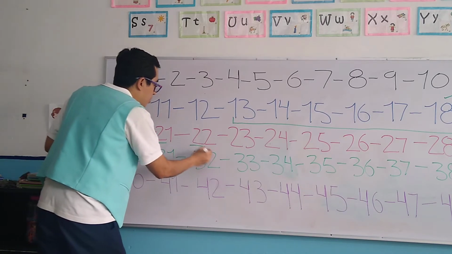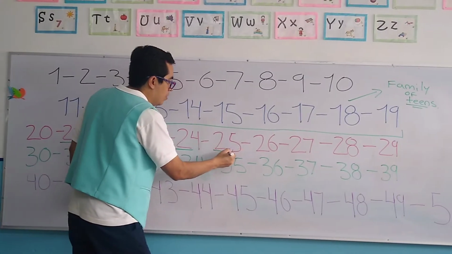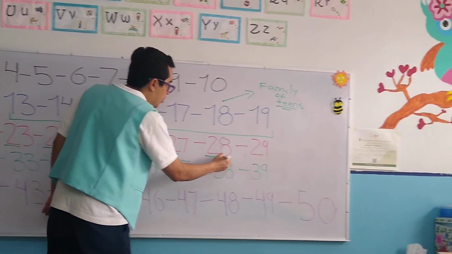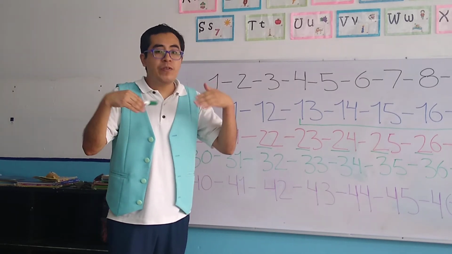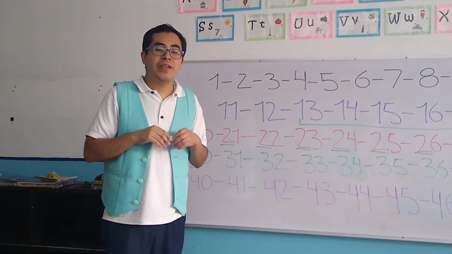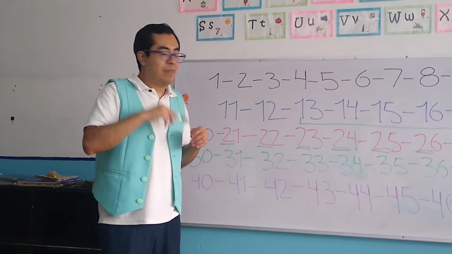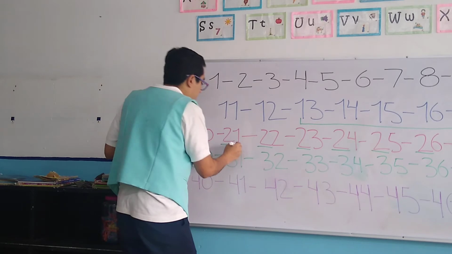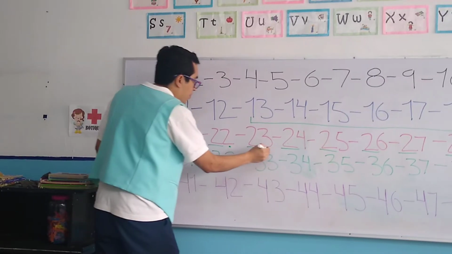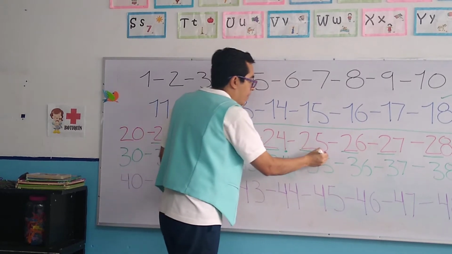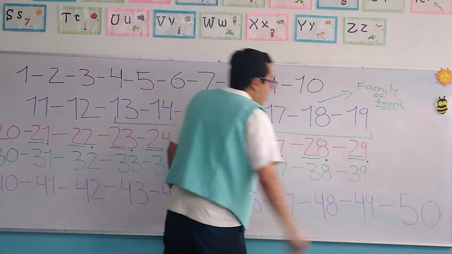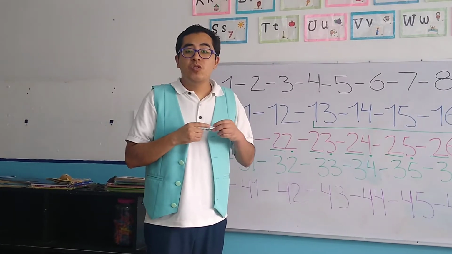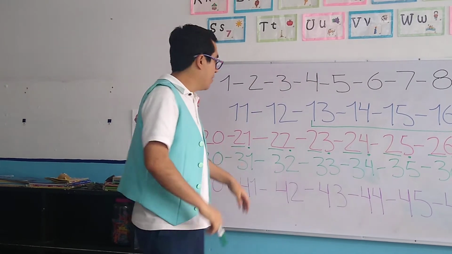Vamos a ver. Tenemos un 2, 2, 2, 2, 2, 2, 2, and 2. La familia de los 20s, don't forget, no se les olvide, empiezan con el number 2. Now, after number 2, después del number 2, ahora sí comenzamos con los números desde el principio. 1, 2, 3, 4, 5, 6, 7, 8, and 9. Como estamos viendo la familia de los 20s, ahora sí los vamos a juntar.